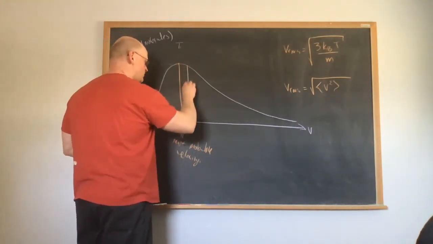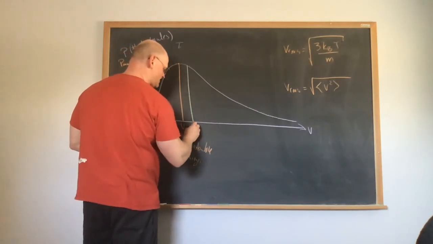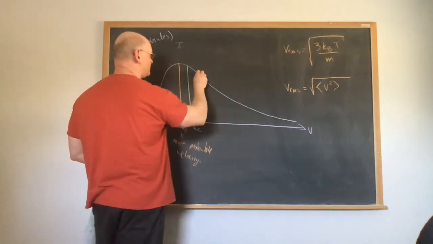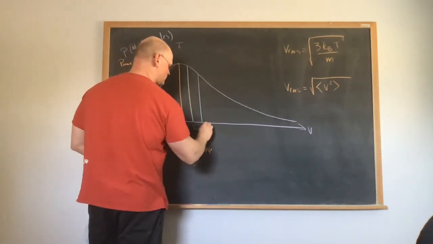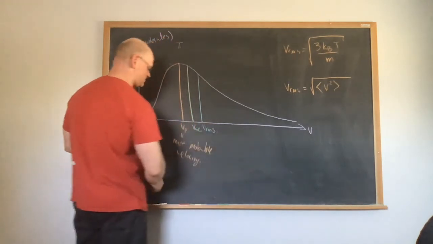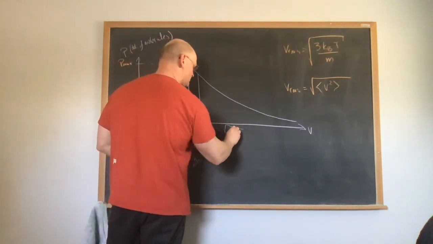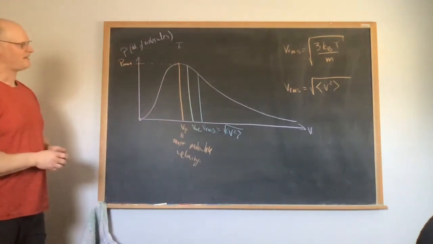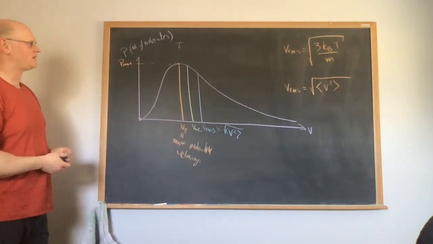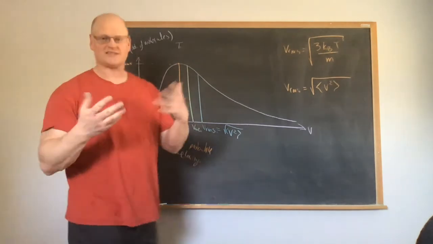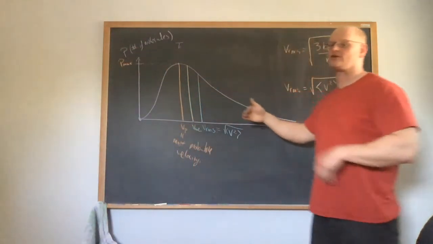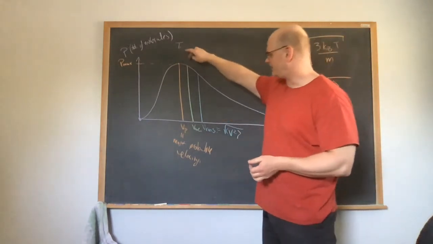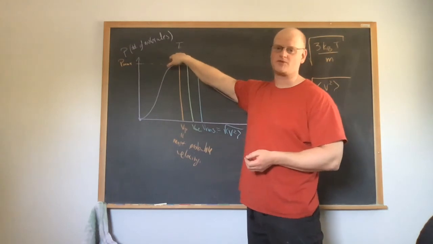Around here corresponds to the average velocity. And then right about here corresponds to the RMS velocity, which again is equal to the square root of the average of the square. So this is what we call the RMS velocity. Basically all this says is that given a particular temperature, we can determine the RMS velocity, the average velocity, as well as the most probable velocity.